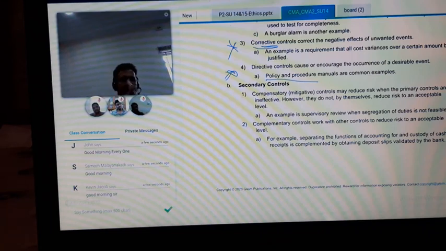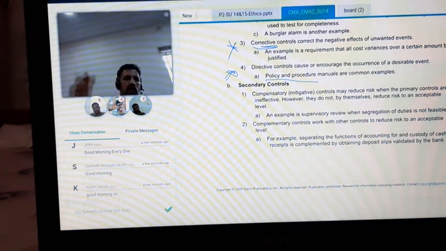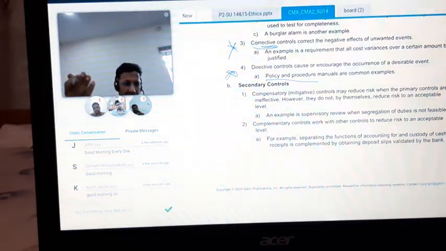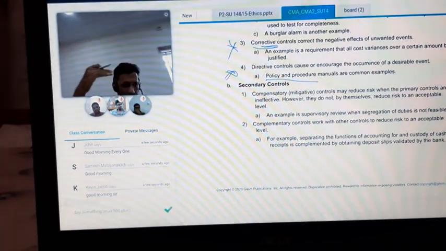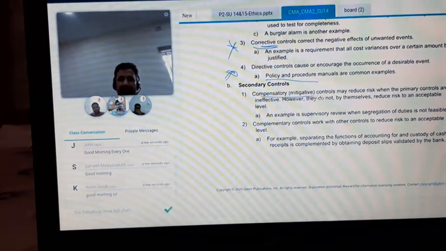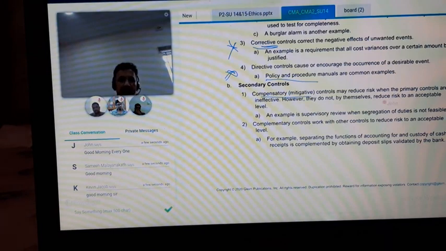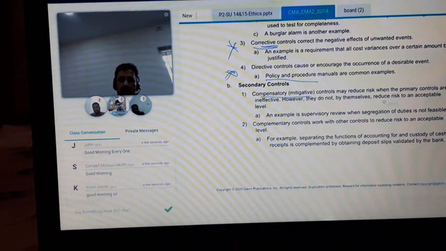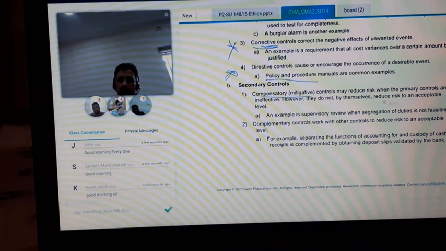But even when you have the primary control of encryption in place, you can have network access control, then it is a complementary control. So the difference is that in the case of compensatory control, you are reducing the risk when the primary controls are ineffective or absent, where in lieu of the primary control, or to cover up the ineffectiveness of the primary control, you go for a compensatory control. They do not by themselves reduce the risk to an acceptable level, but that's compensatory control. Complementary controls work with other controls to reduce the risk to an acceptable level.